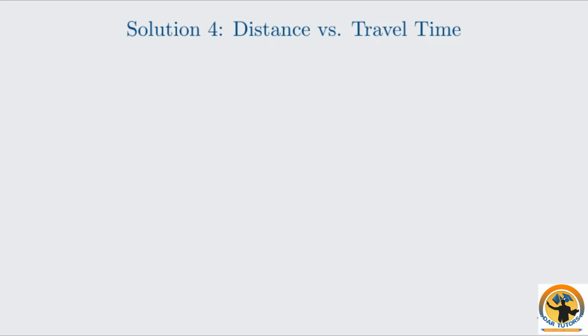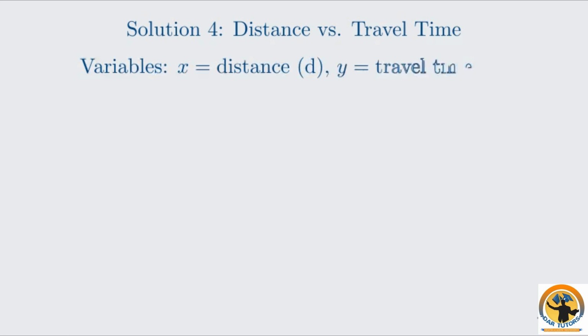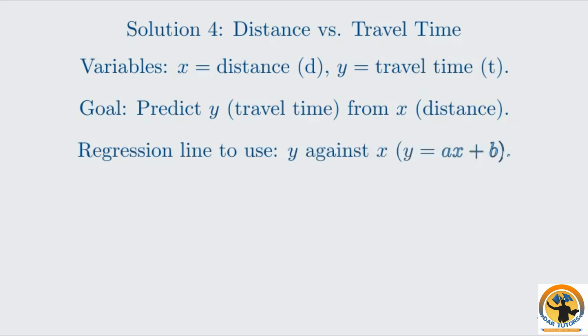The standard regression line for this purpose is the regression of y against x, or y equals ax plus b. This line is chosen because it minimizes the vertical distances, or errors, in the response variable, which is exactly what we are trying to predict.